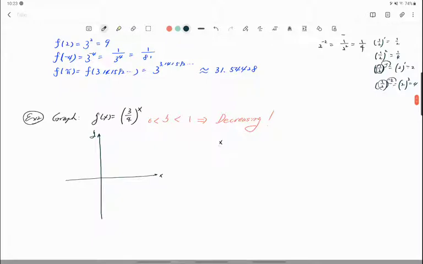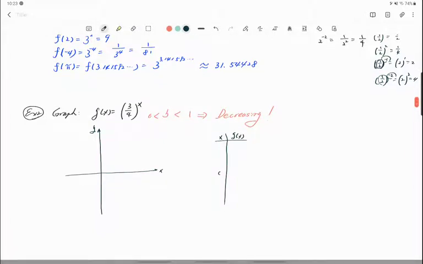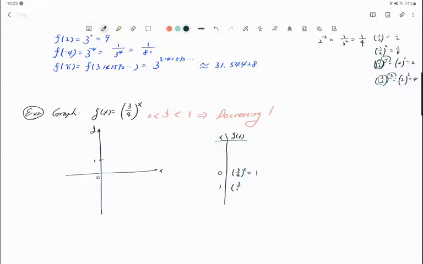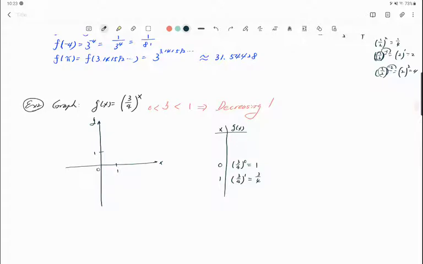So if x equals 0, let's find g of x. If x equals 0, then the exponent is 0, so the result is always 1, right? If x equals 1, then 3/4 to the 1st is 3/4, right? So let's say this is 1, then 3/4 is somewhere over here. Sorry, not this one, the y value. So the y value is 3/4, so maybe over here, right?